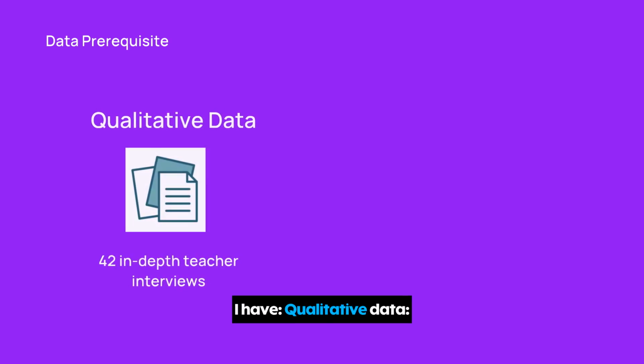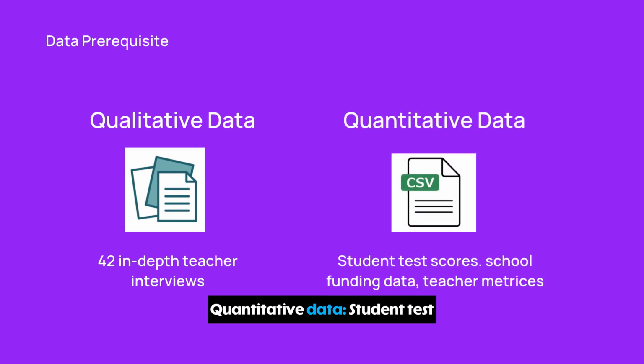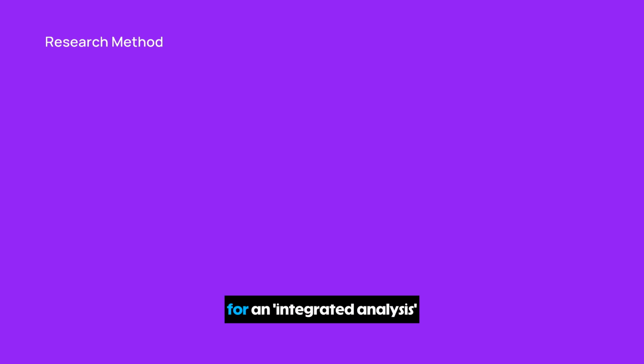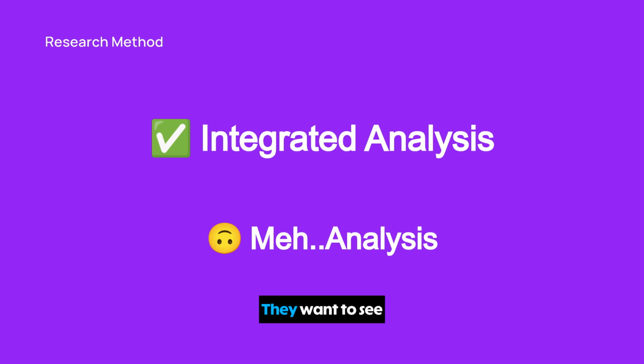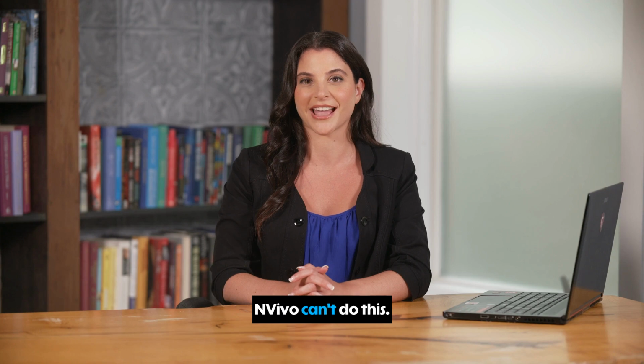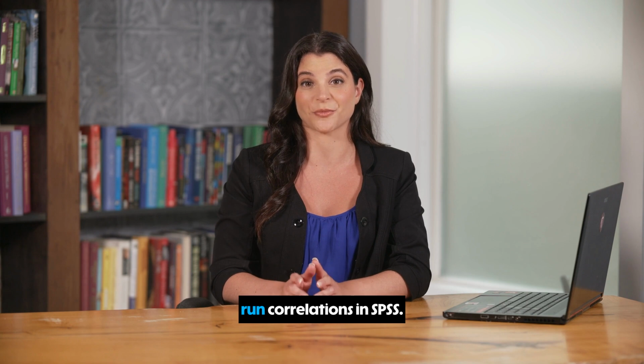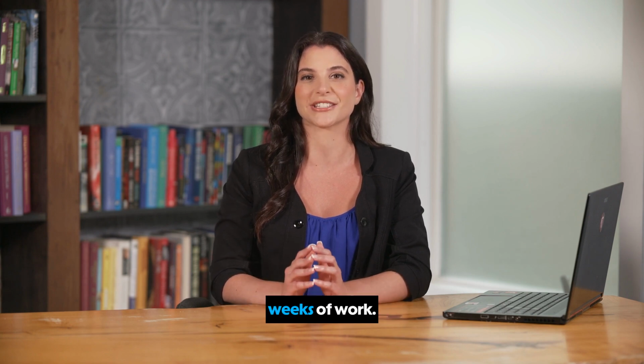I have qualitative data, 42 in-depth teacher interviews, and quantitative data: student test scores, school funding data, and teacher metrics like absences and out-of-pocket spending. My committee specifically asked for an integrated analysis, not just parallel findings. They want to see how the qual and quant inform each other. NVivo can't do this. I'd have to export, match IDs in Excel, run correlations in SPSS. That's 3 tools and weeks of work.